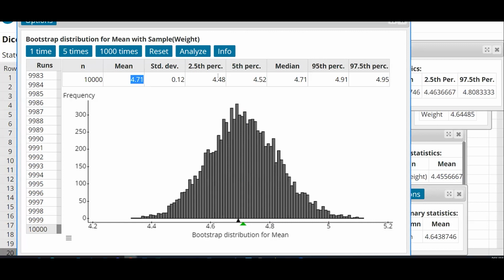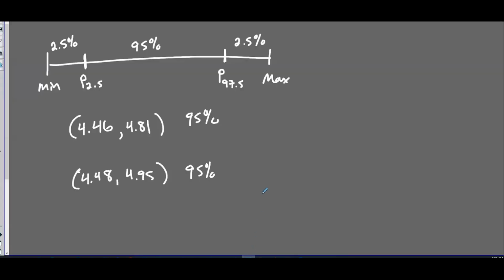But the confidence interval gives us a range. It gives us a margin of error, right? So we can say we're 95% sure it's between 4.48 and 4.95. Now, if we wanted to use a different percentage, let's say we wanted to use 90%.